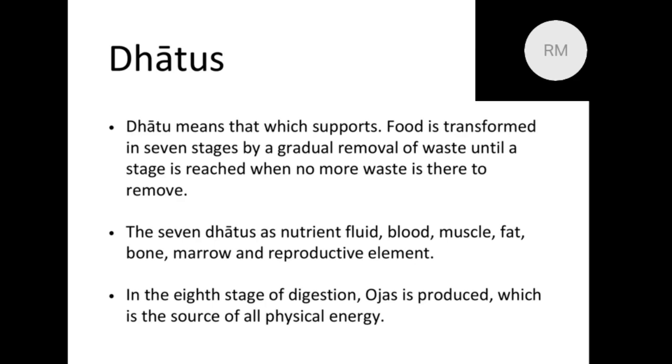The food that we eat is transformed into these 7 stages. And at the 8th stage of digestion, it is said that ojas is produced, which is the source of all physical energy. So I want to point out here that in Ayurveda, we consider that food has to be continuously transformed to the highest stage of refinement. That is what the 7 dhatus are all about. So you can even say that there are 7 steps in digestion, 7 steps in the production of what we would call ojas.